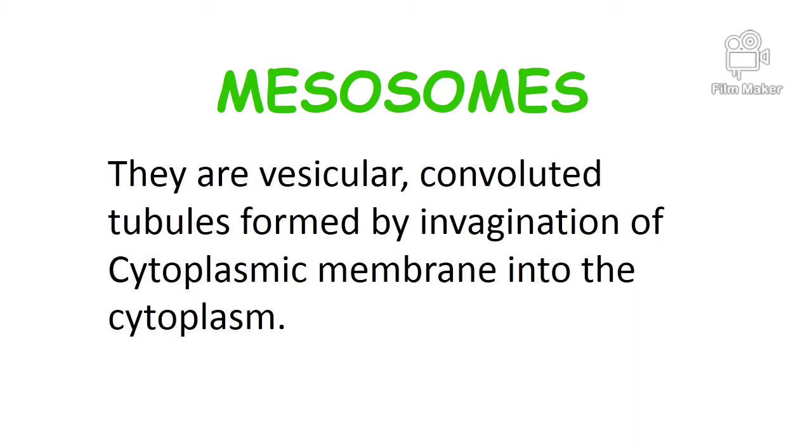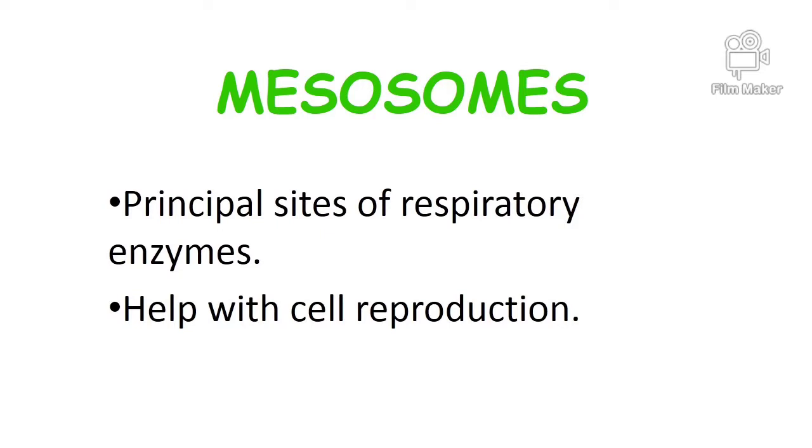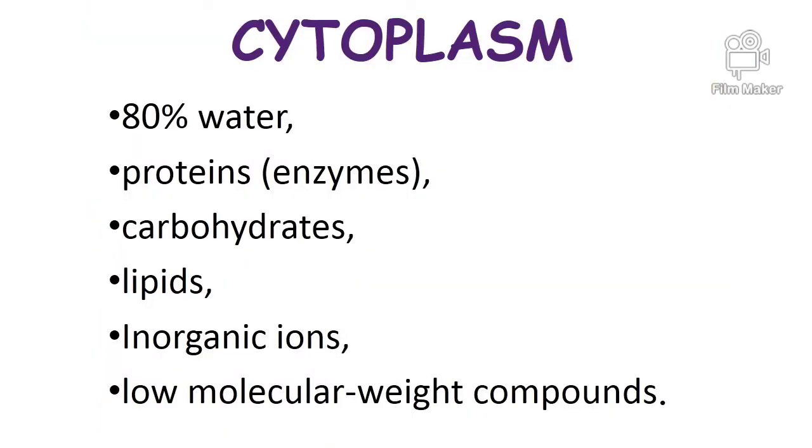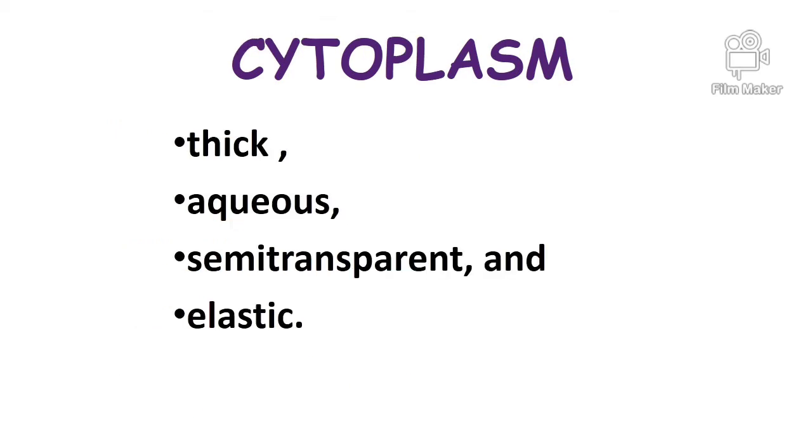Mesosomes. They are vesicular, convoluted tubules formed by invagination of the cytoplasmic membrane into the cytoplasm. They are principal sites of respiratory enzymes and help with cell reproduction. Cytoplasm. Cytoplasm is about 80% water, and contains primarily proteins which are enzymes, carbohydrates, lipids, inorganic ions, and low molecular weight compounds. Cytoplasm is thick, aqueous, semi-transparent, and elastic.